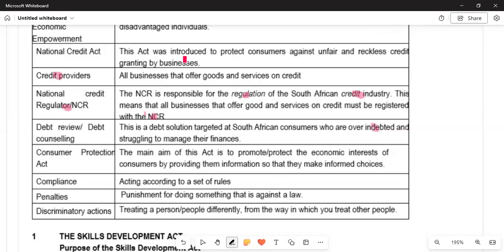Then the Consumer Protection Act. The main aim of this act is to promote and protect the interests of consumers by providing them with information so that they are informed about their choices. So that is very important. The act makes sure that they protect the consumers.